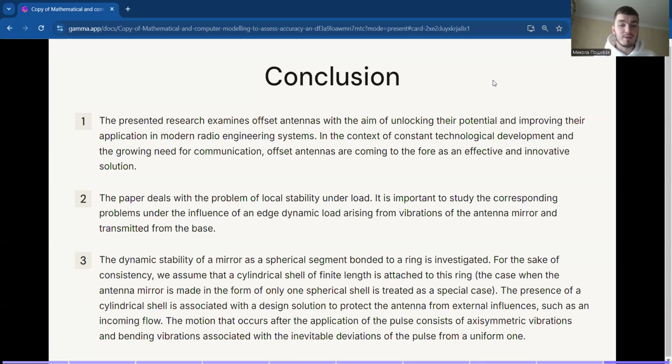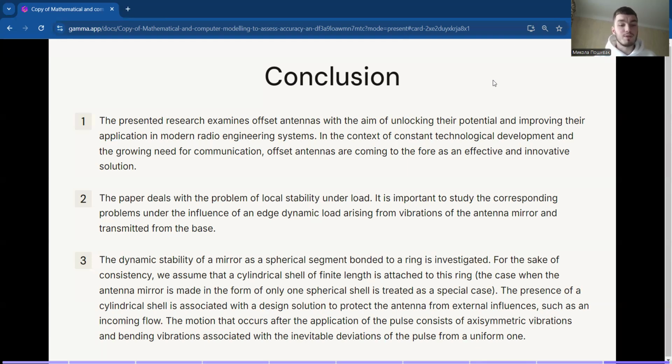It's important to study the corresponding problems under the influence of an edge dynamic load arising from vibration of the antenna mirror and transmitted from the base. The dynamic stability of a mirror as a spherical segment bounded to a ring is investigated. For the sake of consistency, we assume that a cylindrical shell of finite length is attached to the ring; the case when the antenna mirror is made in the form of only one spherical shell is treated as a special case. The presence of a cylindrical shell is associated with a design solution to protect the antenna from external influences, such as an incoming flow.